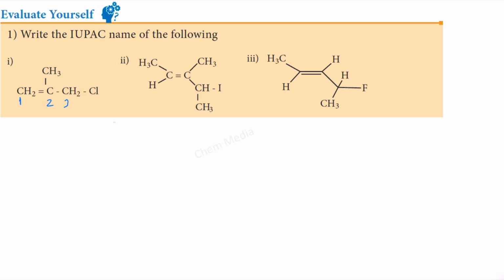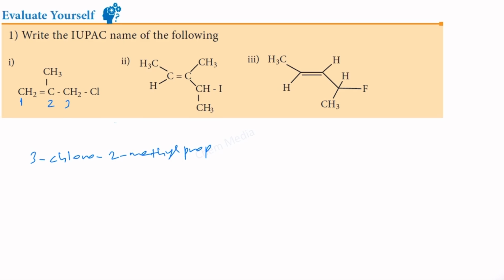Therefore 3-chloro, 2-methyl, prop, because we have 3 carbon atoms in the parent chain. 3-chloro, 2-methyl, prop. You can directly mention it as propene instead of giving it as prop-1-ene. The reason is we have a 3 carbon system here.